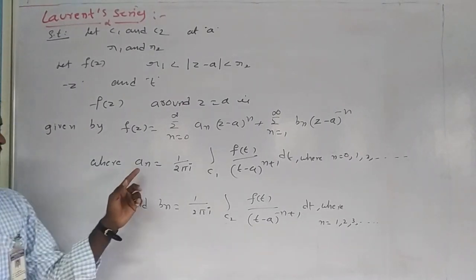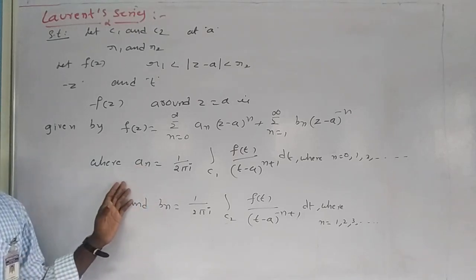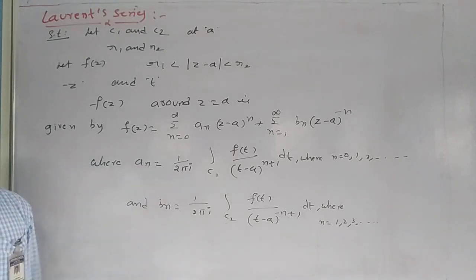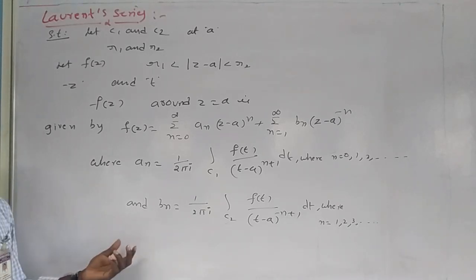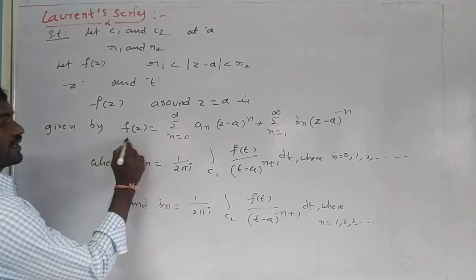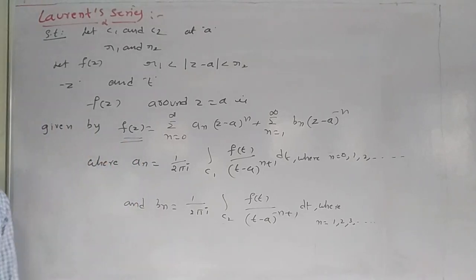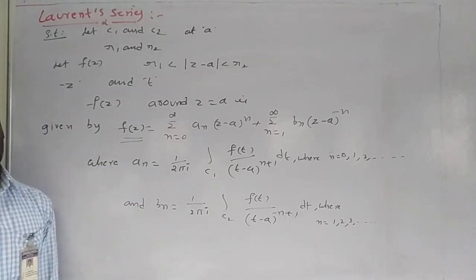The process of finding the coefficients an and bn by complex integration is complicated. So we have to expand f of z by the binomial theorem to get a Laurent series.